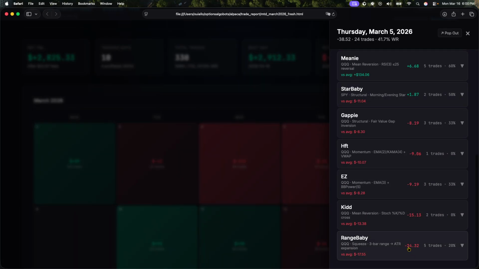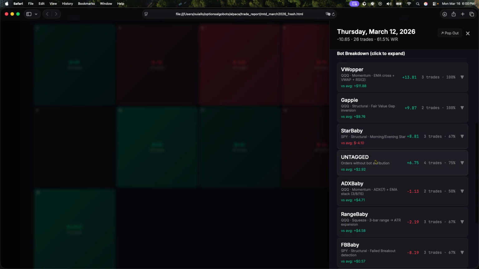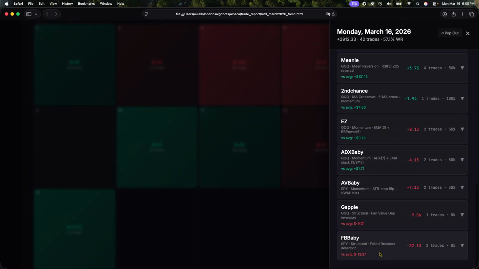Okay, here we go. Kid, this bot has been trading since day one, bruv. This bot hasn't really been doing what I wanted to do. So this is one of those bots I'm going to retire. Gappy Baby is another bot I'm thinking about retiring. If I'm looking here, Penny, not really. I need to find out why we're untagging, but let's just go here real quick. FB Baby, no, because this bot is still new.